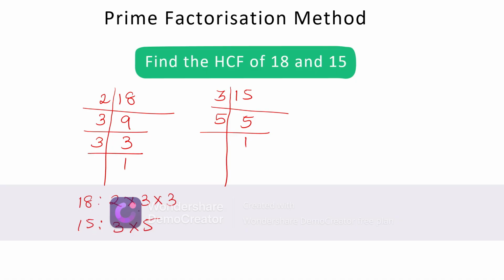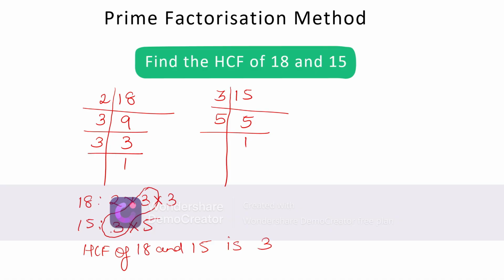Now to find the HCF, the factor has to be common. So let's see which factors are common in 18 and 15. 2 is not common, 3 is common. So I'll just circle 3. There's nothing that is common apart from 3. So the HCF of 18 and 15, or 15 and 18, is 3.